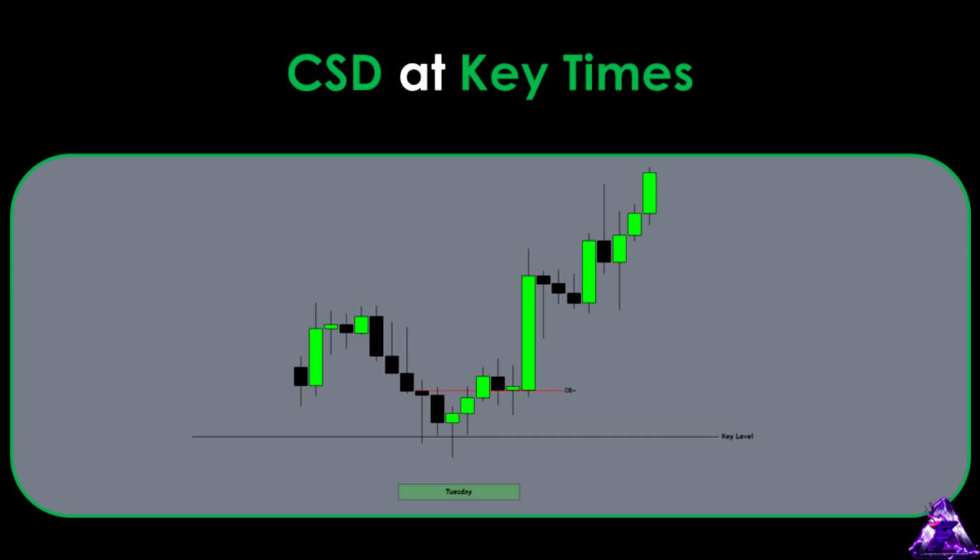That's why this CSD worked out perfectly, because it happened at a key time. If it happened at a different time, it wouldn't have worked out, even if we had the same price action, because we know that time is more important than price.